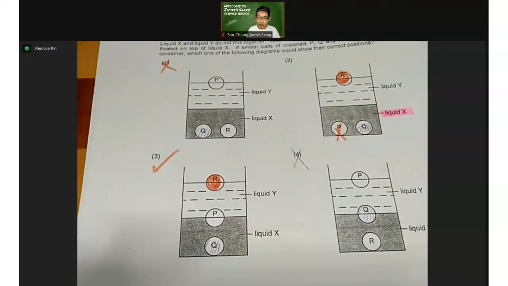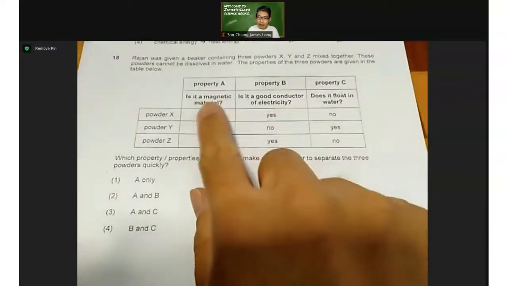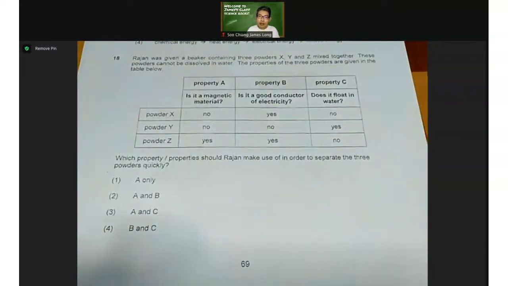Now let's go to the next one, which is question 18. Rajan was given a beaker containing 3 powders X, Y, and Z mixed together. These powders cannot be dissolved in water. The properties of the 3 powders are given in the table below, A, B, C. Dissolve means it mixes completely in water.